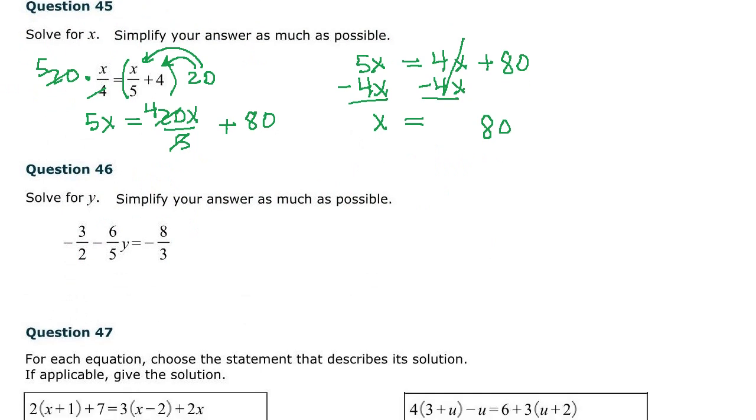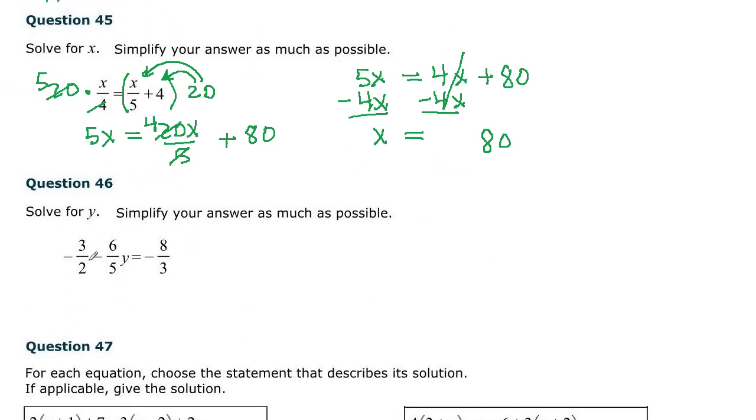Let's try one more like that. -3/2 minus 6/5 y equals -8/3. So the LCD here of everything, we've got a 2, a 5, and a 3. Those are all distinct factors. They have nothing in common. So the LCD is going to be 2 times 5 times 3, 30. So we are going to multiply both sides by that LCD of 30.